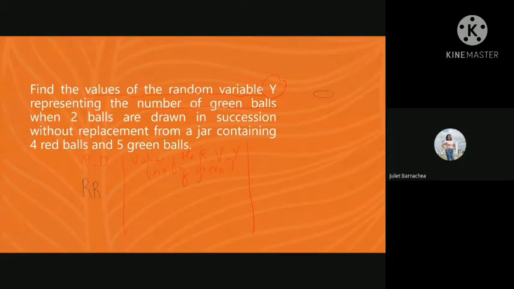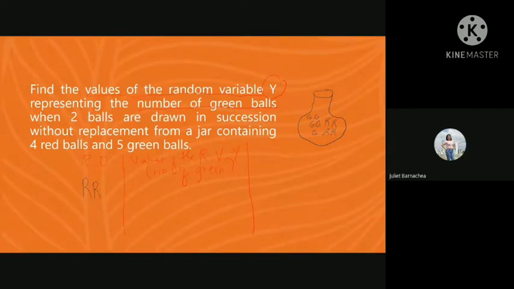If this is the jar, merong 5 green. 1, 2, 3, 4, 5. Merong 4 na red. What are the possible outcomes or sample space that I may have?